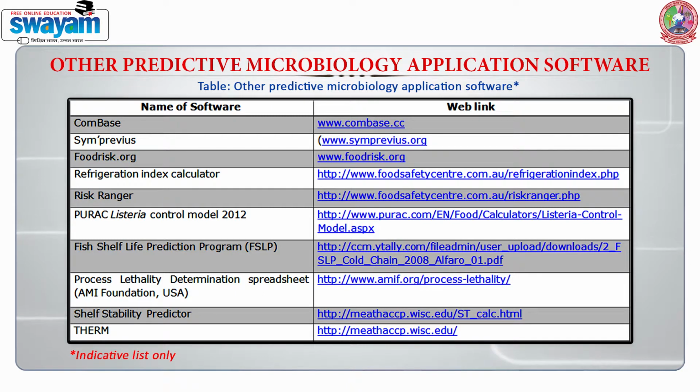Then we have specific programs for Listeria. We also have fish shelf life prediction program, which is known as FSLP. Then we have process lethality determination spreadsheet, which has been given by the AMI Foundation, USA. Then we have shelf stability predictor. Then we also have one more program which is known as Therm. This is only an indicative list, but these are the most popular programs which are being used by the researchers across the globe.